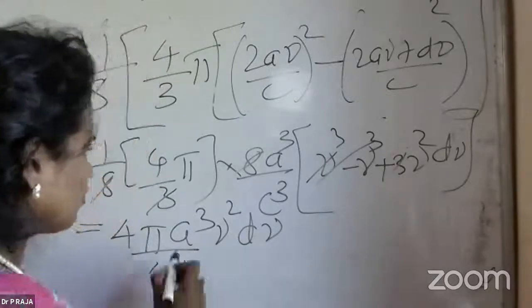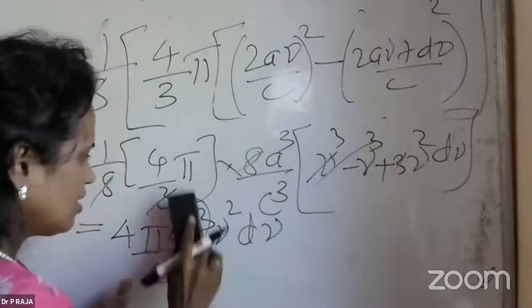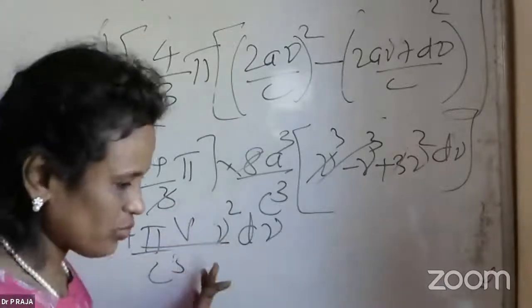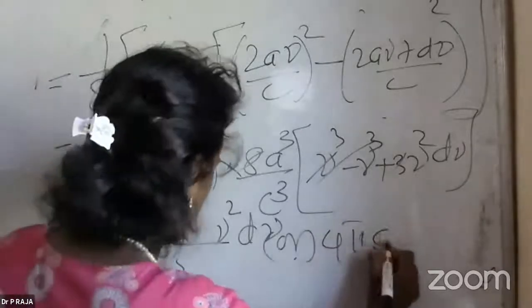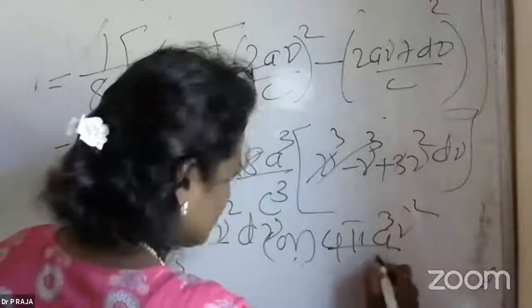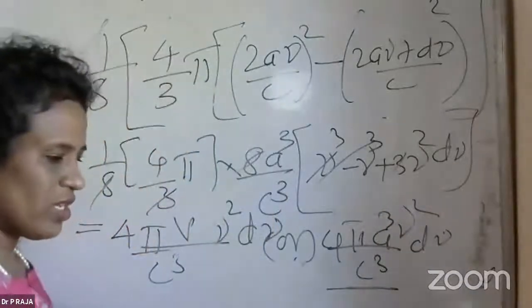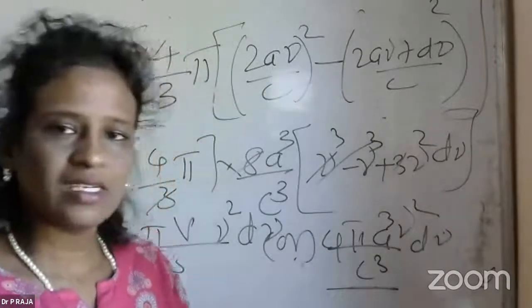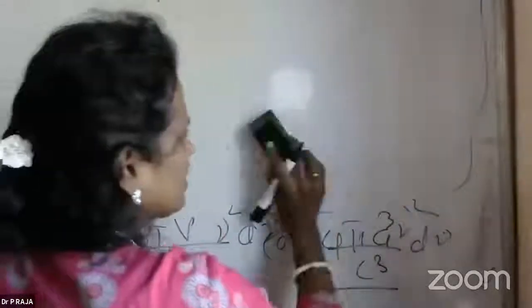Here we know that a cube is nothing but the volume, so we can replace this equation as V into nu square also. Either way, or you can also keep it as 4 pi a cube nu square by c cube d nu. Both are the same. Therefore, I can say the number of modes of vibration inside a cubicle. So we have come to the end of this particular derivation.